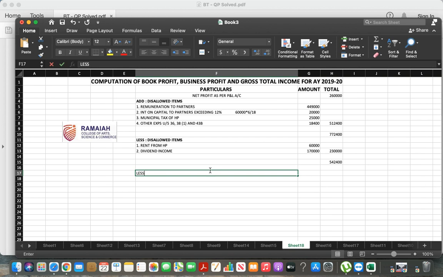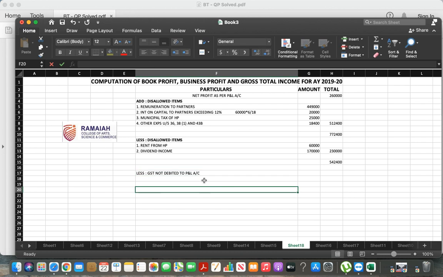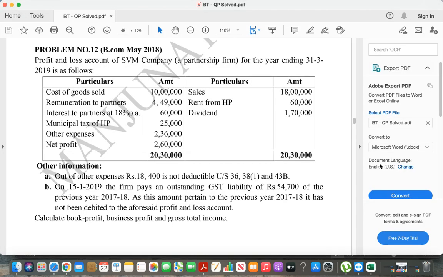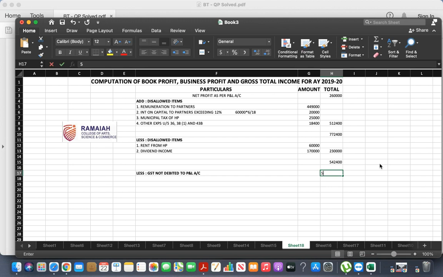So write down: less, GST not debited to profit and loss account. What's the amount? 54,700.